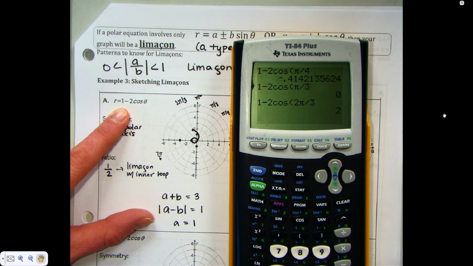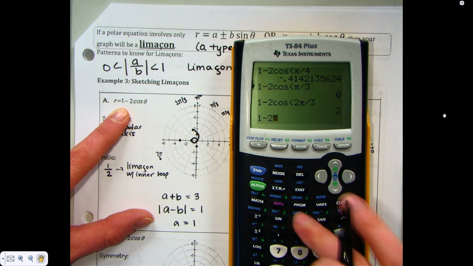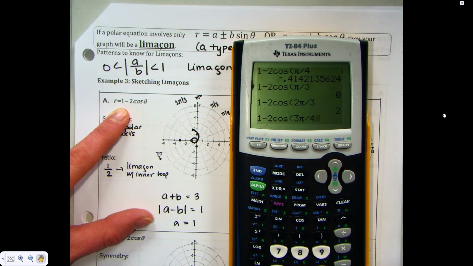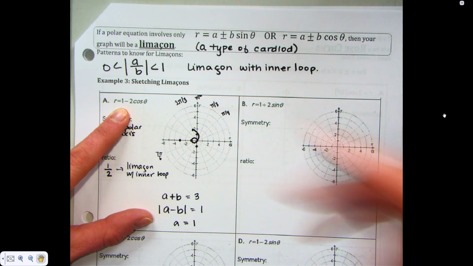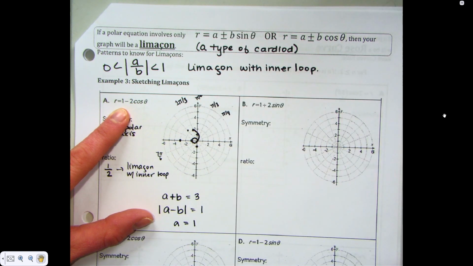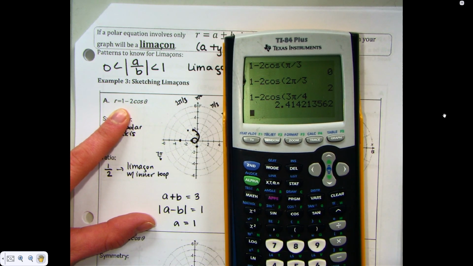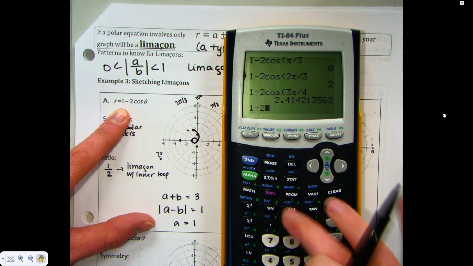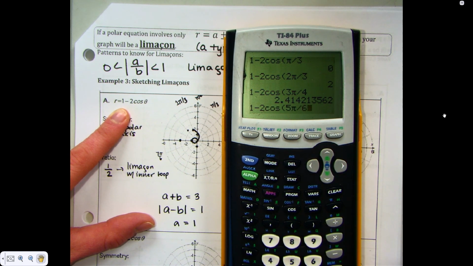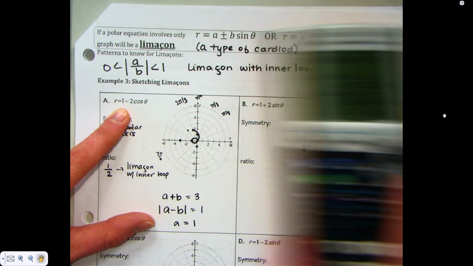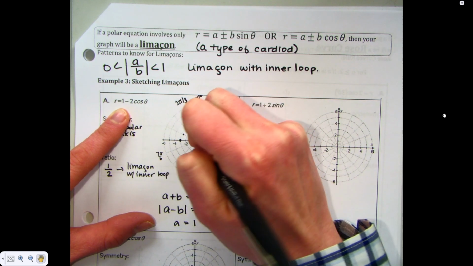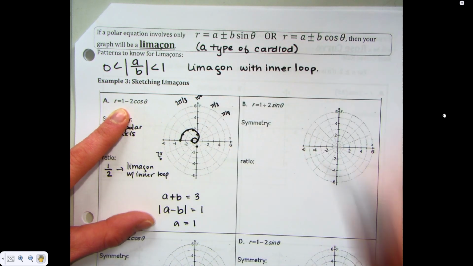If I did 3 pi over 4, I will get about 2.4, so around halfway. And if I plugged in 5 pi over 6, I'm at about 2.7. So I'm going to wrap like that.